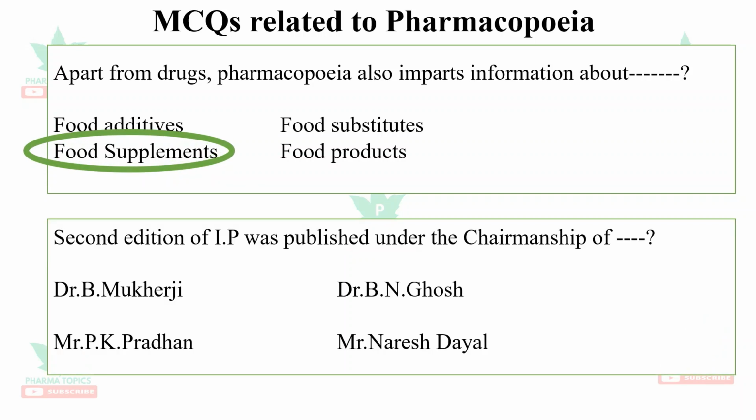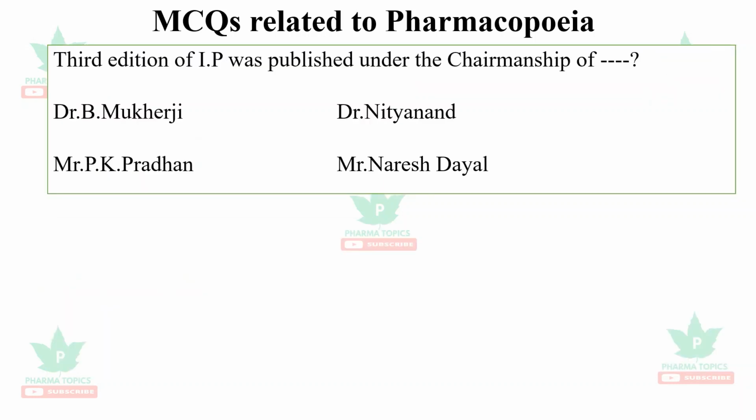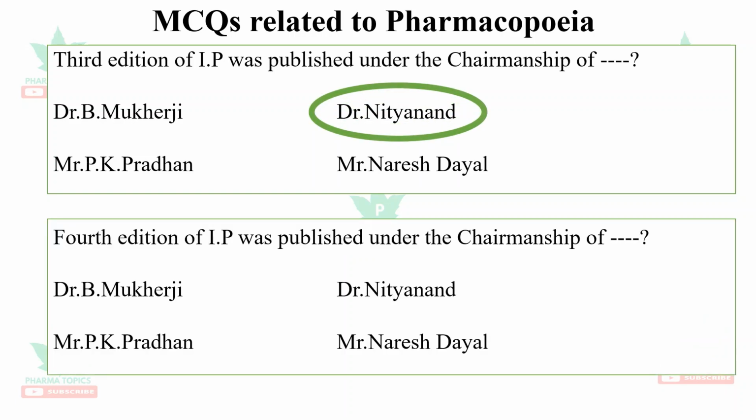Second edition of IP was published under the chairmanship of Dr. B. Mukherjee. Third edition of IP was published under the chairmanship of Dr. Nityanand. Fourth edition of IP was published under the chairmanship of the same Dr. Nityanand.